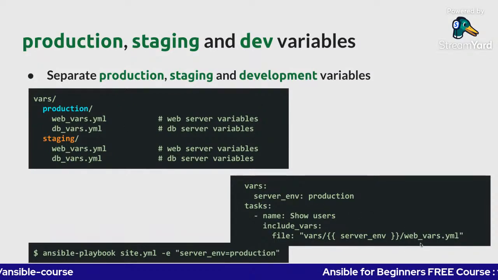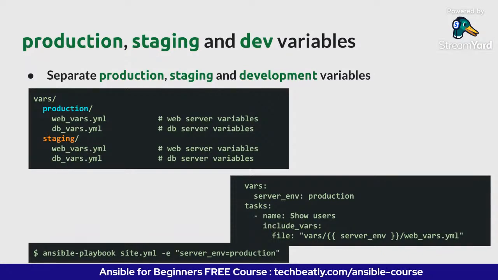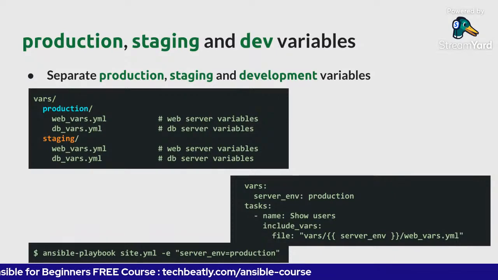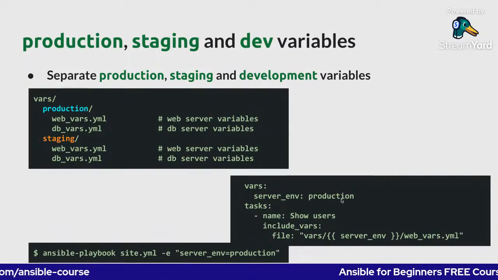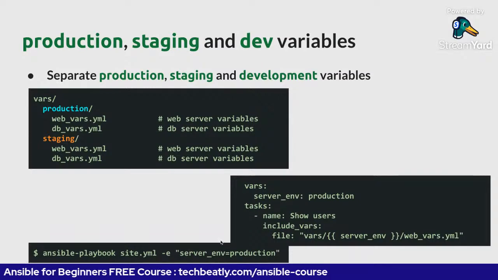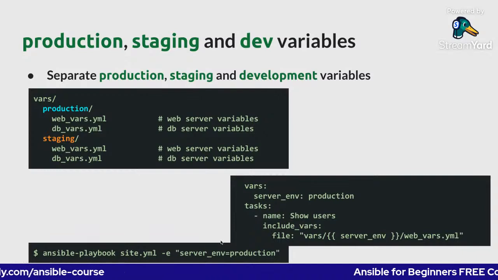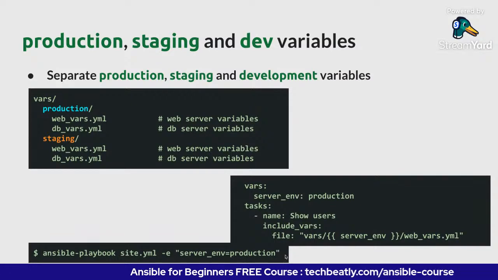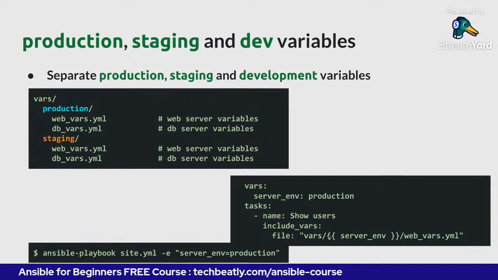So based on the environment, it will take the variables automatically. So it will load the appropriate variable and execute it. Let's say you want to execute the same playbook with development or staging. While executing the playbook, you can override this variable using the extra vars. So use that feature, so you don't need to change anything. You use the same playbook, same items, but you just override the variable. So you just pass the information: server environment equal to production, development, or staging. So Ansible will automatically include the variable accordingly.